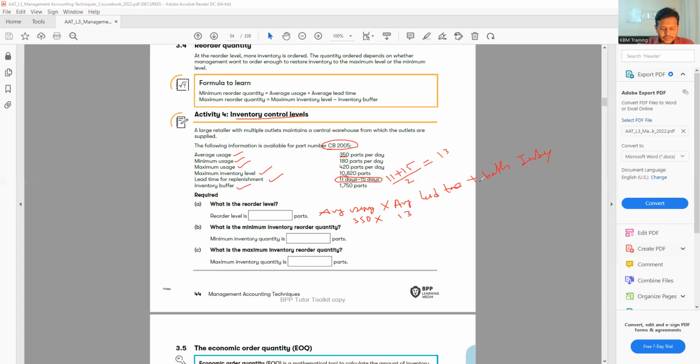So all you have to do, 350 times 13. Oh, we have a buffer, isn't it? We have a 1750. Sorry, we have a buffer here. I didn't see that. So the buffer is 1750. So we do this times this plus 1750. So that will tell us how much is the reorder level. It is 6300.